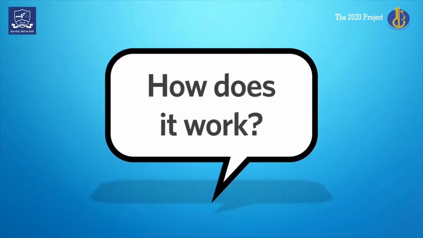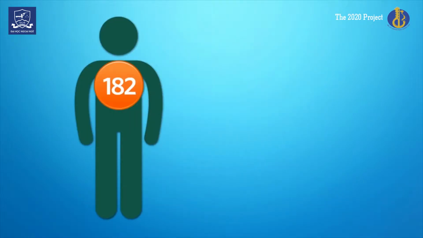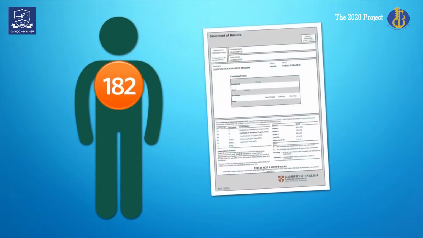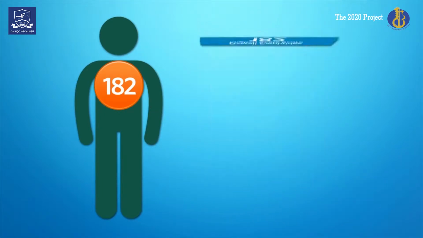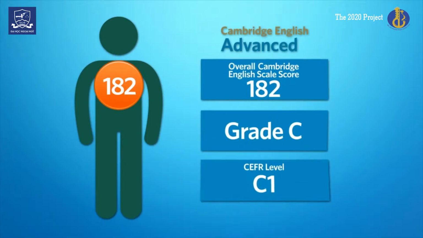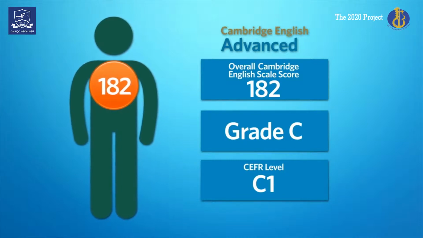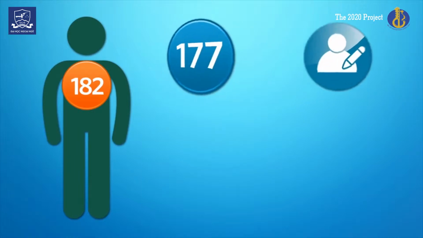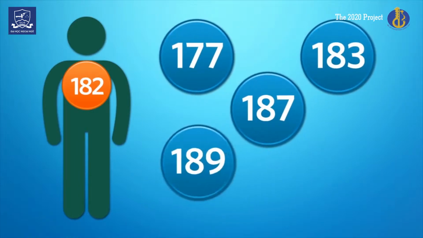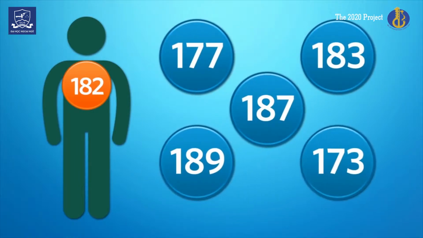How does it work? Scores on the Cambridge English Scale replace the standardised score and the candidate profile. Candidates receive an overall score on the Cambridge English Scale, which determines the grade and CEFR level they obtain. Candidates also receive scores for each language skill they are tested on: reading, writing, speaking and listening, and use of English.